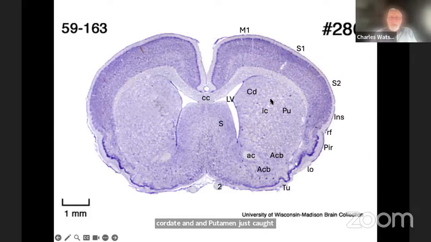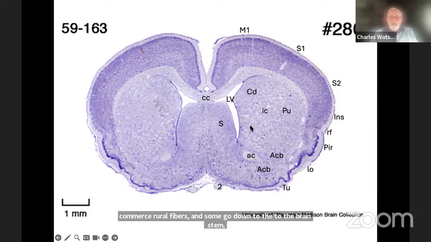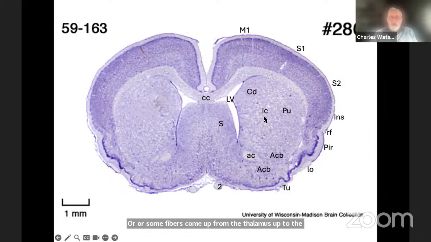and there are some speckly fibers streaking down between them, because some fibers from the cortex run from one cortical area to another. Some cross the midline as commissural fibers, and some go down to the brain stem, or some fibers come up from the thalamus up to the cortex. They're located in an area called the internal capsule.